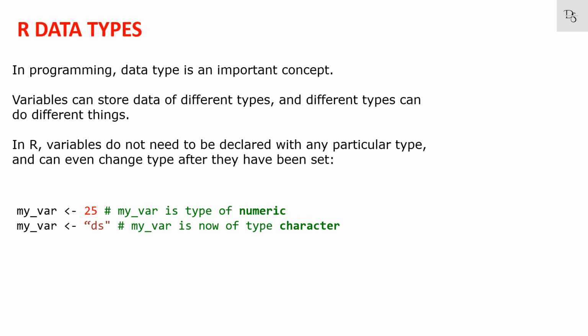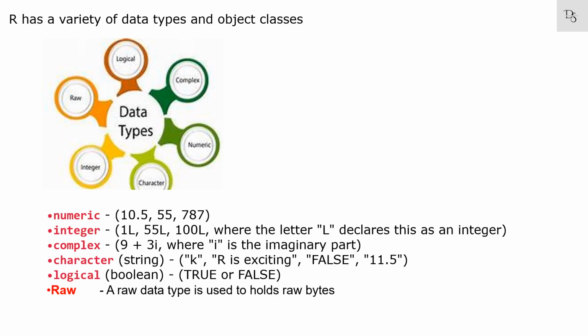For example, my variable is equal to 25. Now, my variable is of type numeric. Next, my variable is equal to ds. Now, my variable is of type character. Next, R has a variety of data values and objects.